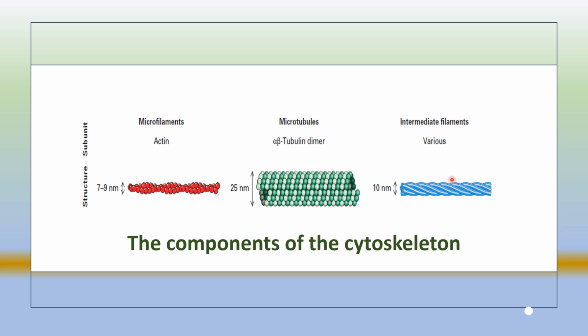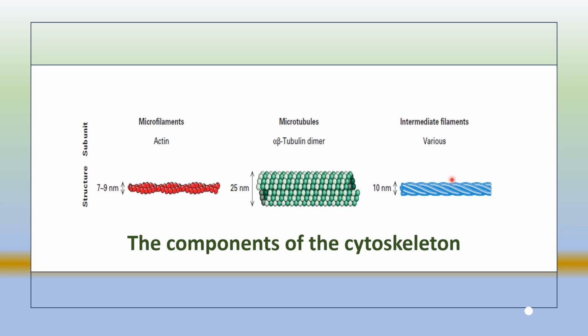So there are three major types or components of the cytoskeleton, which is right in front of you: microfilaments, microtubules, and intermediate filaments. So we'll go one by one. First of all, in this video we are going to discuss the microfilaments.